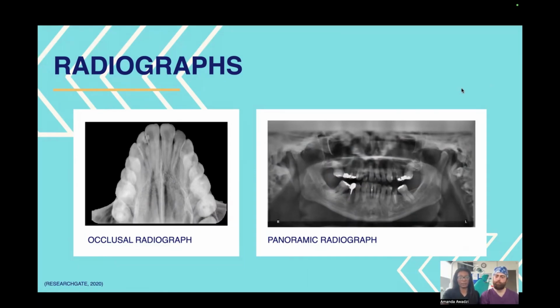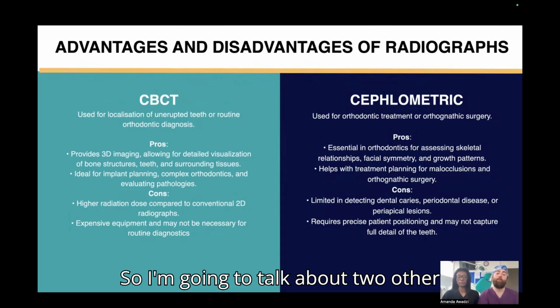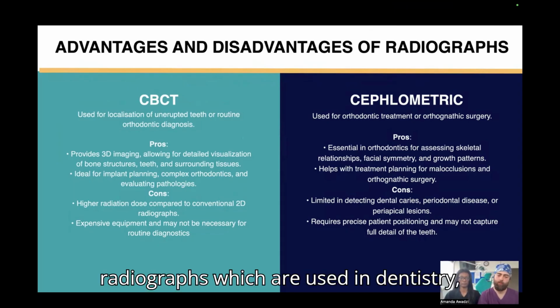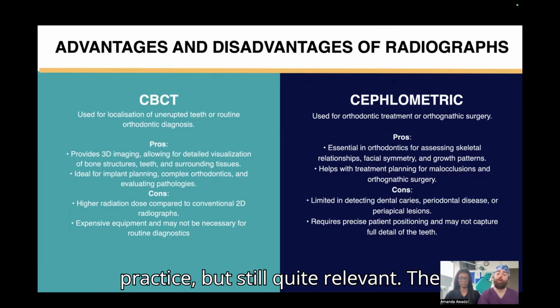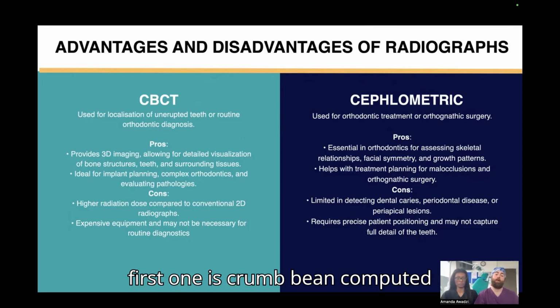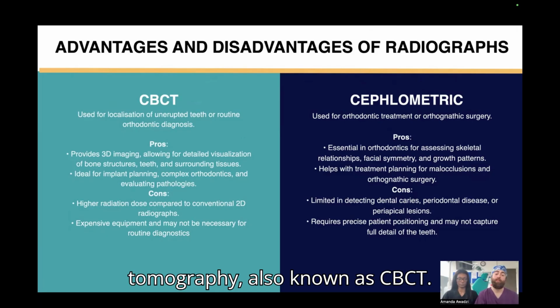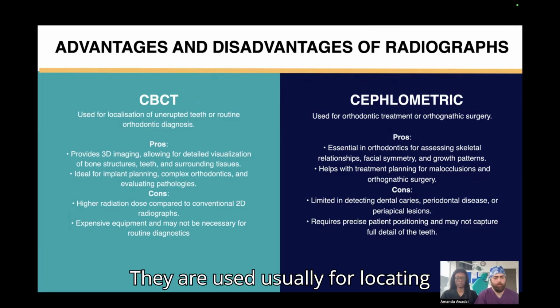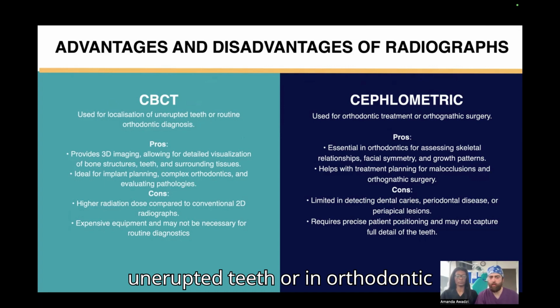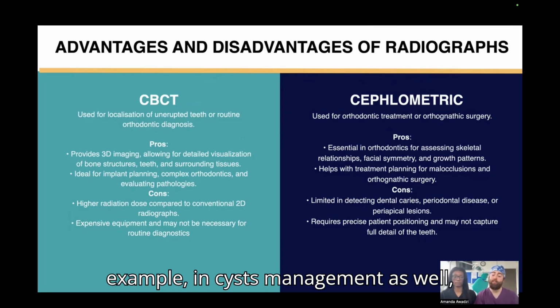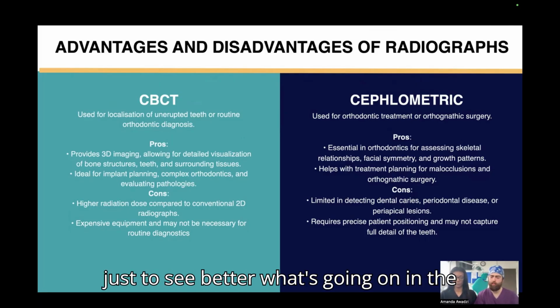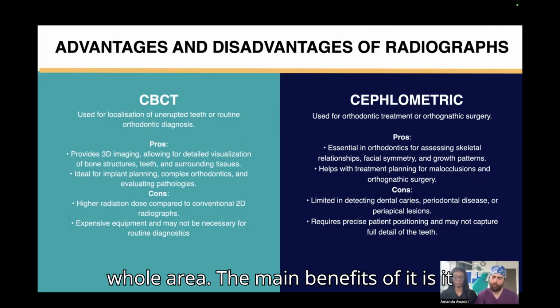I'm going to talk about two other radiographs which are used in dentistry, slightly less in normal general dental practice, but still quite relevant. The first one is cone beam computed tomography, also known as CBCT. They are used usually for locating unerupted teeth or in orthodontic diagnoses as well as in implants and other areas, for example, in cyst management as well, just to see better what's going on in the whole area.